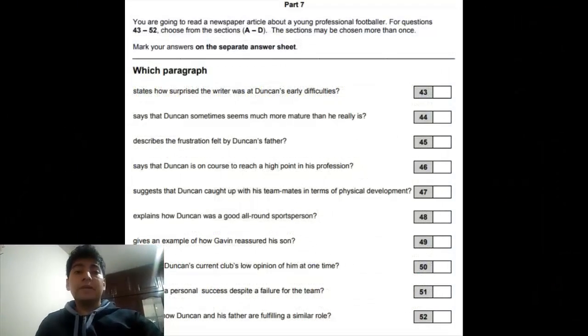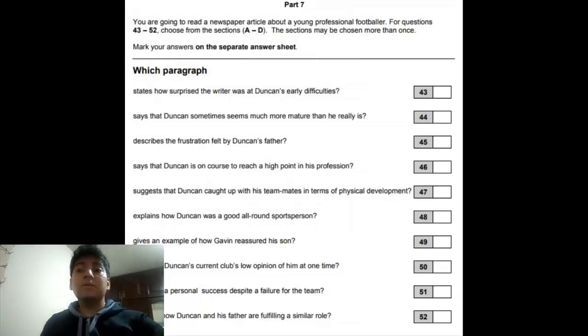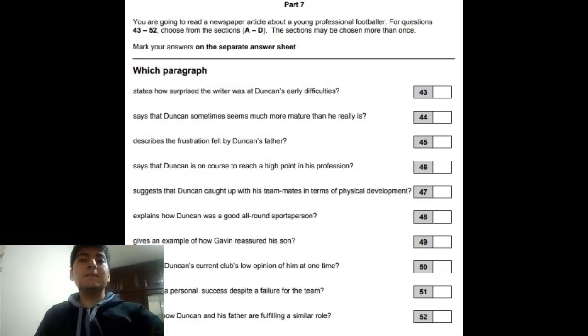Hello teacher, my name is Fernando Villasis, and finally I am going to talk about the final part, part number 7 of the test. In this part we're going to read a newspaper article about a young professional footballer for questions 43 to 52, and we're going to choose from sections A to D, and sections may be chosen more than once. First we have to mark our answer on a separate answer sheet, and after that on the answer sheet of the test.